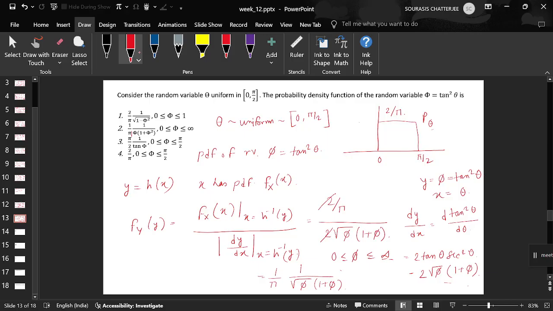So this should be square root of phi and there should not be any square, so it should be 1 over pi times 1 over square root of phi times 1 plus phi. By the way, 1 plus phi is outside of the square root, and when these corrections are made, then the second option is the correct one.